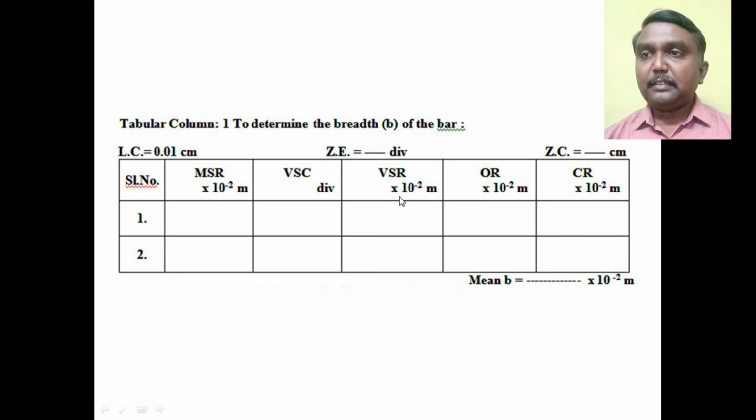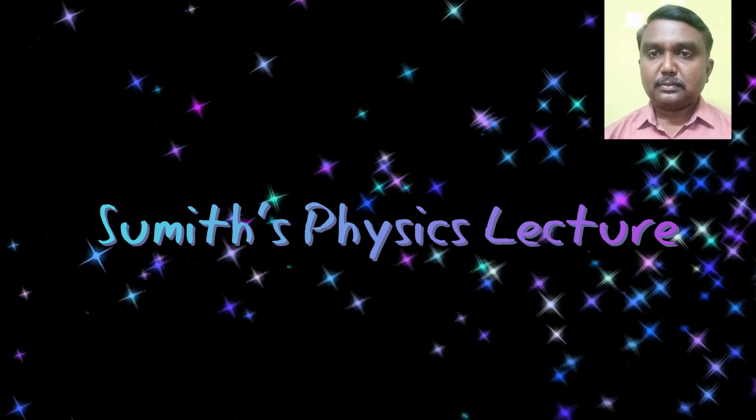After measuring the value of MSR and VSC, you can calculate the VSR, OR and CR, the correct reading. VSR is calculated by VSC into LC. The least count we know is 0.01, so VSR can be calculated. Observed reading is MSR plus VSR. Correct reading is OR plus or minus the zero correction. Thank you.